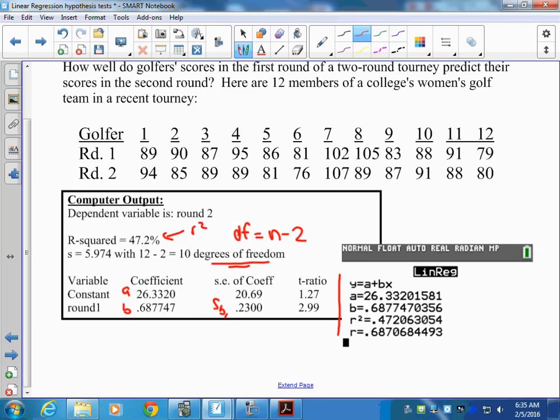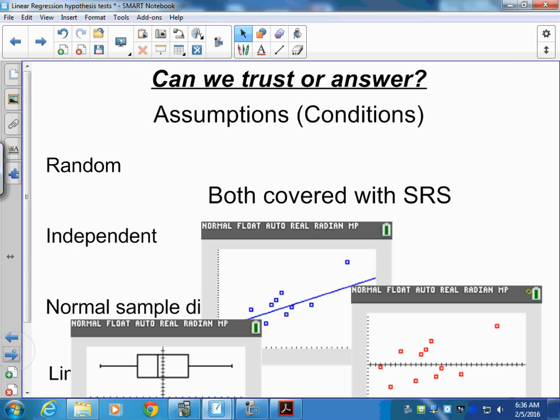And remember what the y-intercept means. The y-intercept is the score from round 2 if the round 1 score is 0. Now we know in this situation it's pretty much impossible to get a score of 0 in a round of golf, but we always look at that linear equation and want to make sure that we can understand the two variables given to us for a regression line.